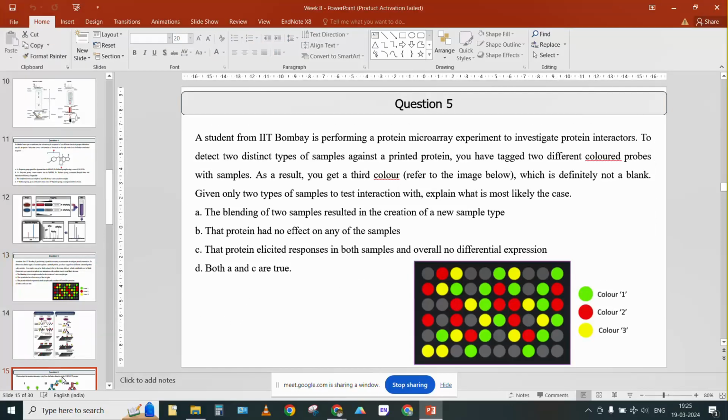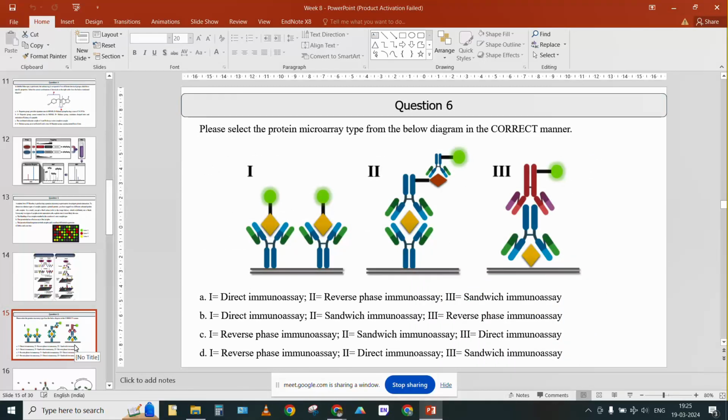Okay, so moving to the next question, that is question 6. Here we have three diagrams. Please select the protein microarray type from the below diagram in the correct manner. Here we have three options: direct immunoassay, reverse phase immunoassay, or sandwich immunoassay. We have to look out which is the direct one, which is the reverse phase, and which one is the sandwich immunoassay. We'll cover them one by one. I'll explain the direct, reverse phase, and sandwich one by one with their mechanism, their application, and their detection. First we'll cover the direct immunoassay.